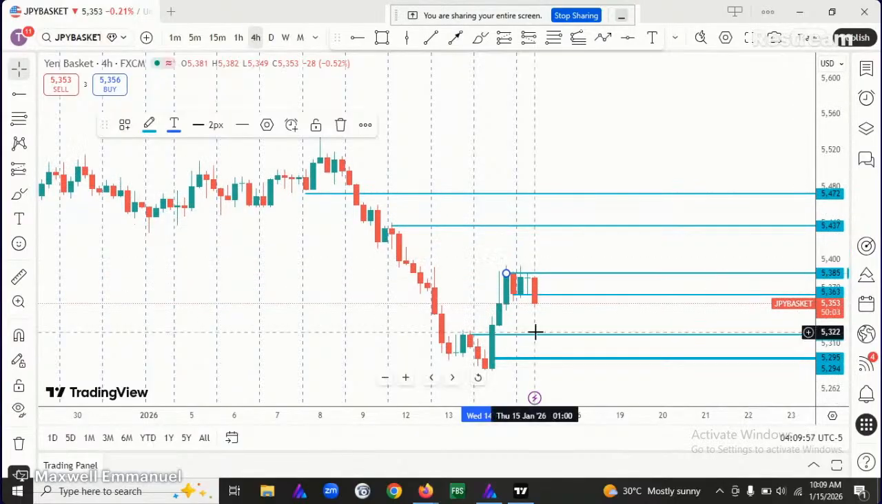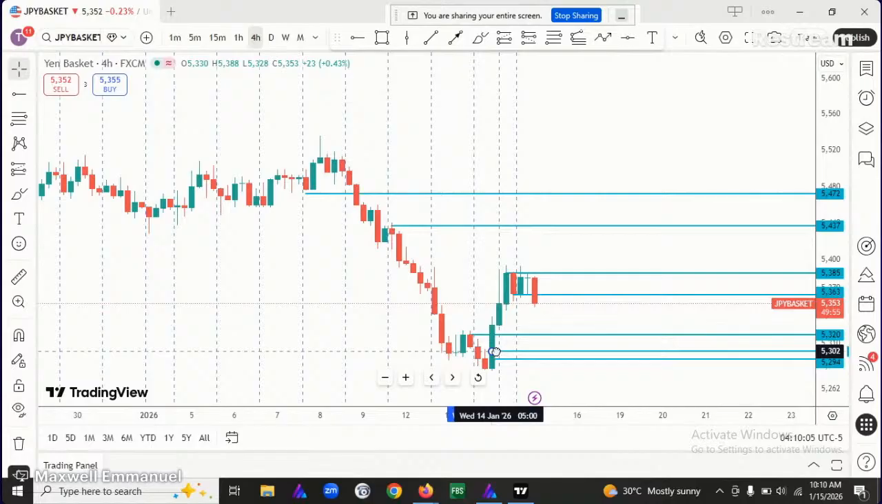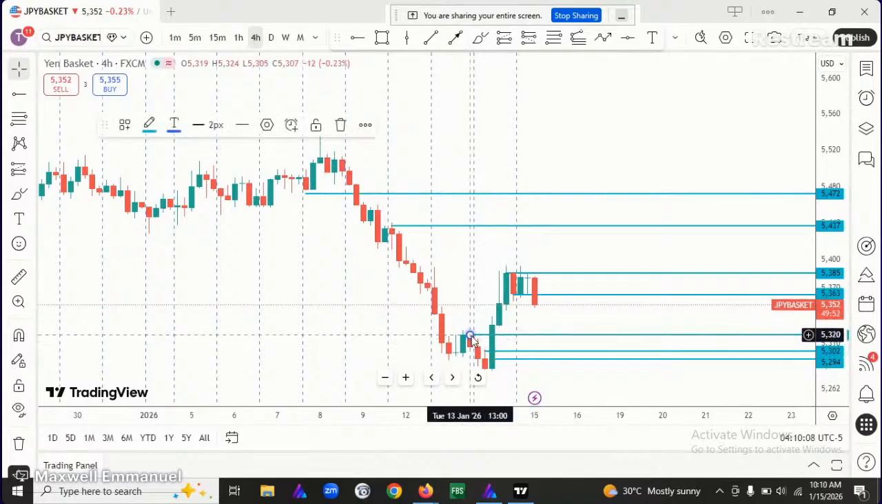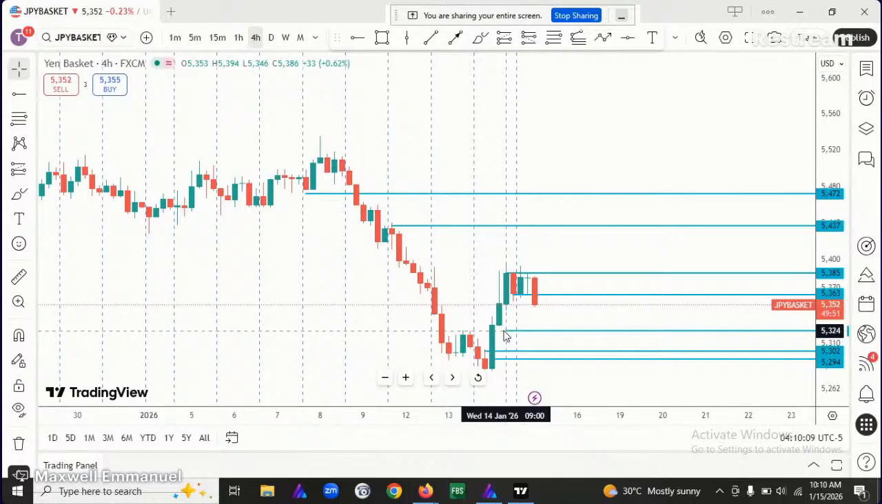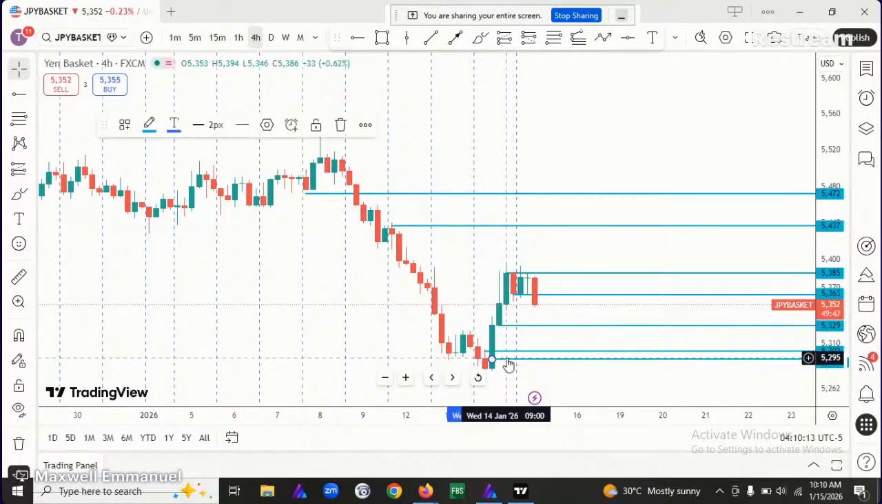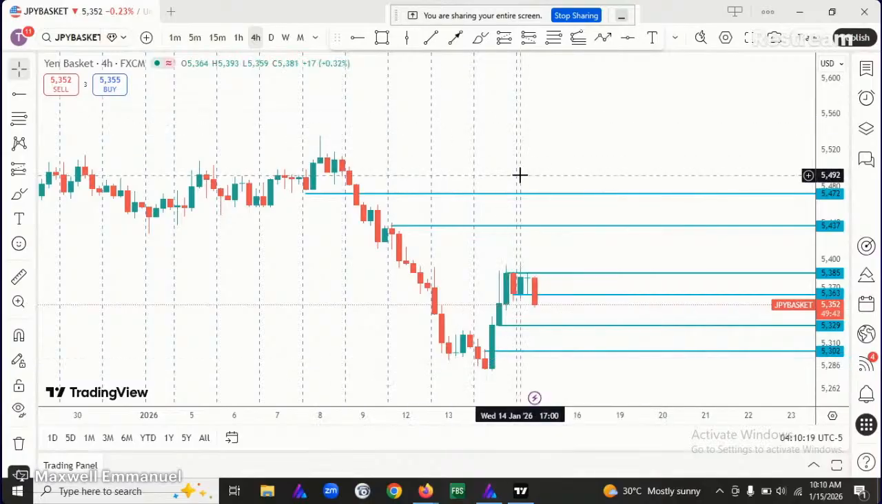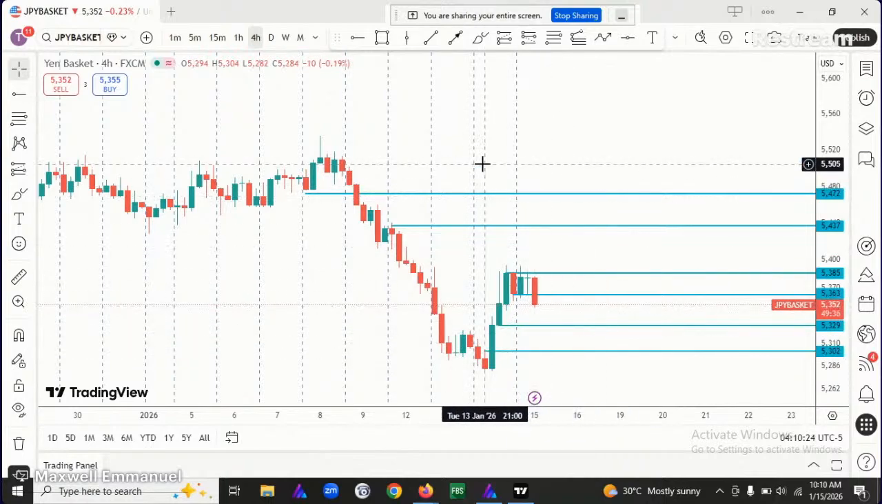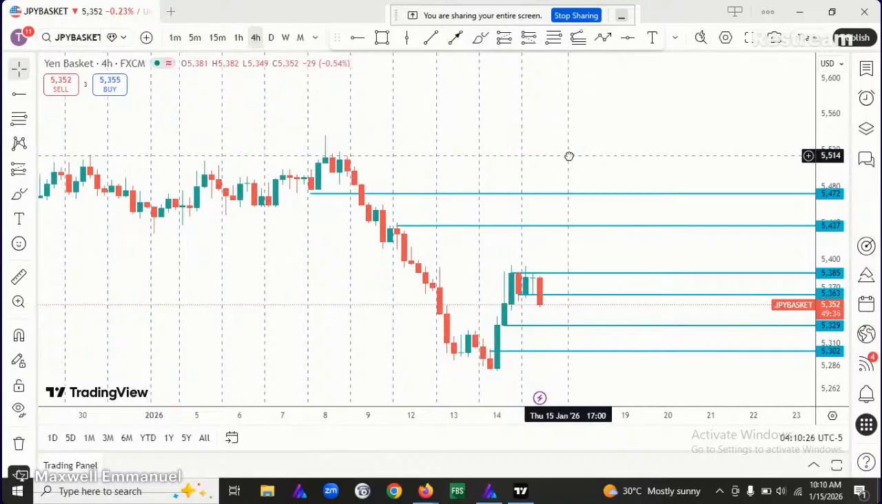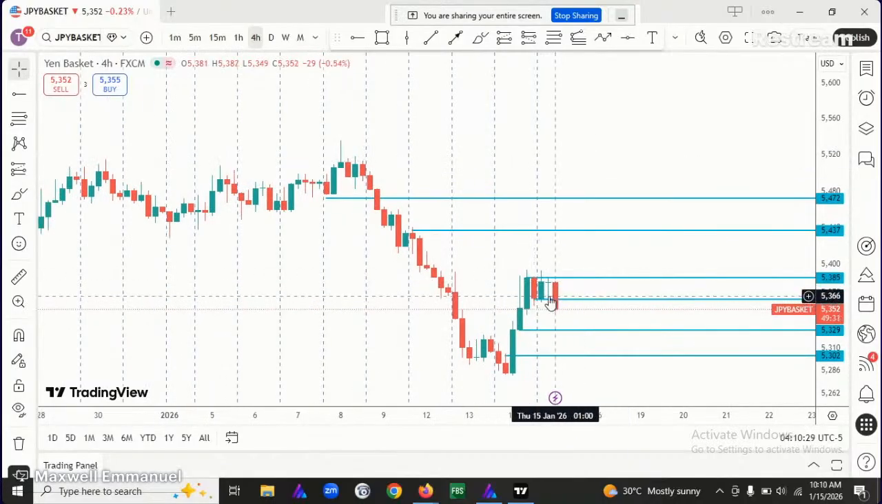It probably wants to pull back. You see this fair value gap it has created here. Most likely it would come back and fill this gap. So yen is going to drop to this zone before it goes bullish. The confirmation will be a breakout of a 4 hour candle from this support. That will be a valid confirmation. I hope that is clear.